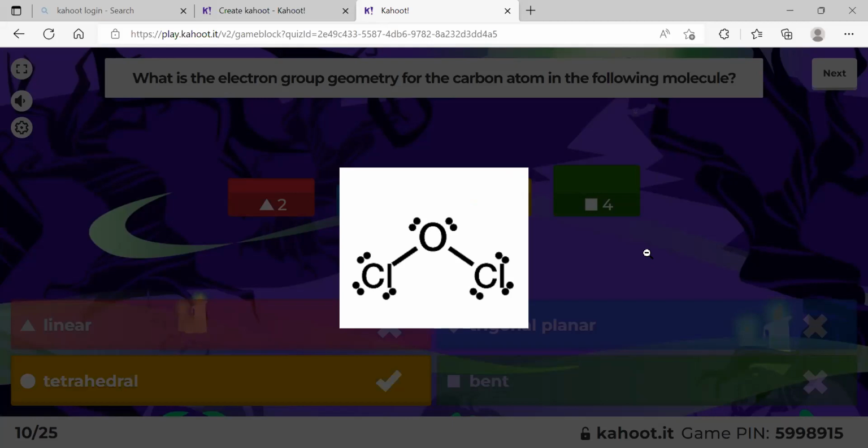So around the oxygen, we have 4 electron groups: a lone pair, a single bond, and a single bond. So taking that into consideration, since there's 4 electron groups, that is a tetrahedral electron group geometry, okay? I hope that that makes it more clear.